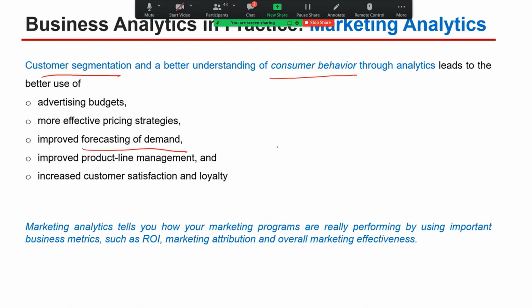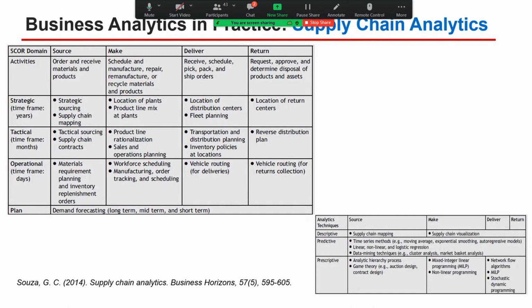So that means marketing analytics is telling us about different marketing programs. We can compare them and then identify which marketing program is more appropriate or the best one in terms of return on investment, in terms of overall marketing effectiveness. Similarly, we can use analytics even in the domain of supply chain as well.